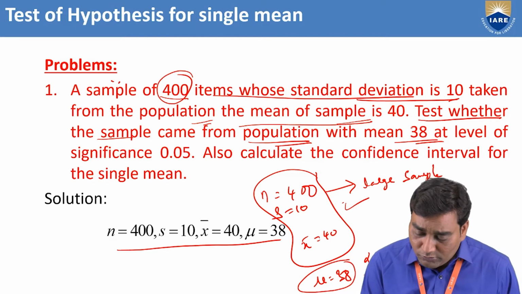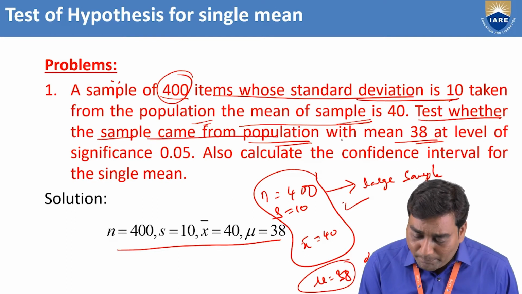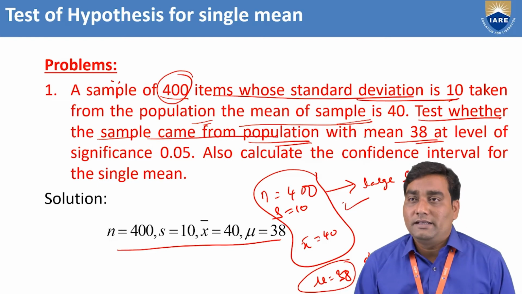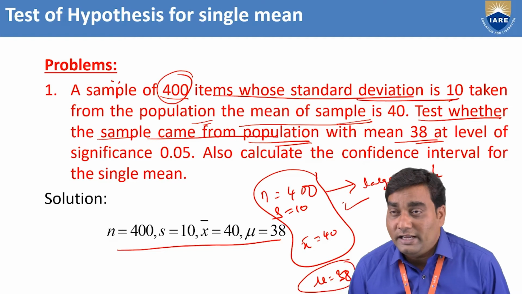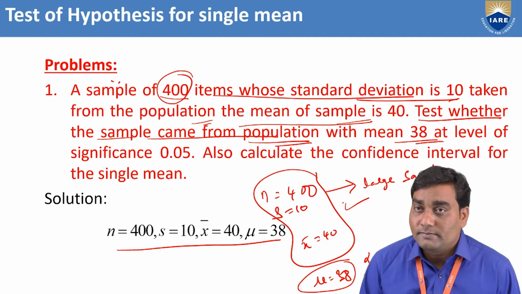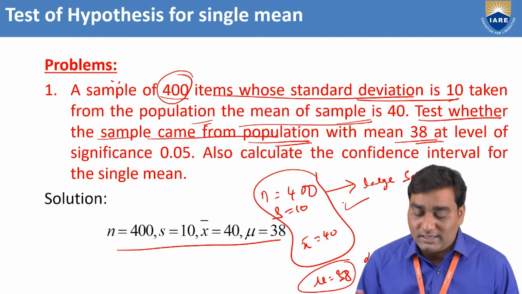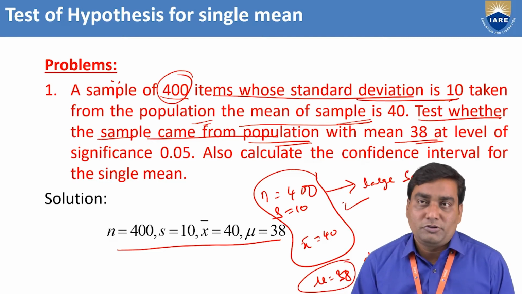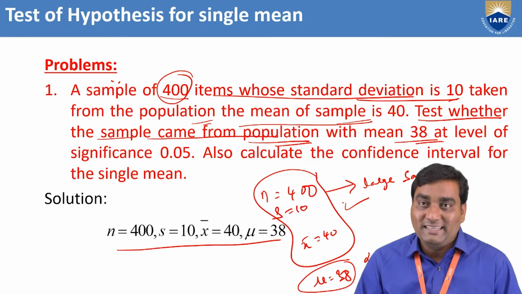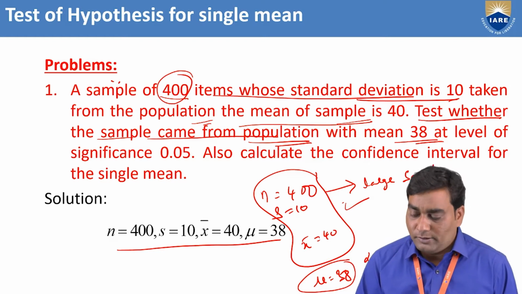Which test is suitable out of the 4 tests? We can identify. We are going to verify whether the sample came from the population with the mean. We are going to do a test of hypothesis for mean only, that too single mean, because we have only one sample. That's why this problem is suitable for the test of hypothesis for single mean. Like that, we should identify which test is suitable for the given problem.